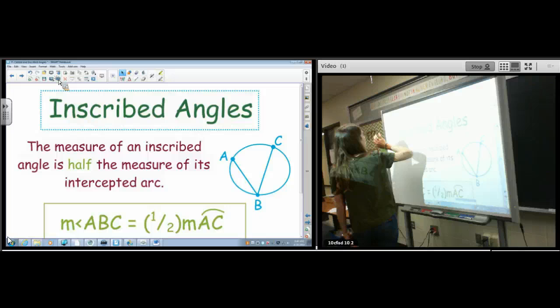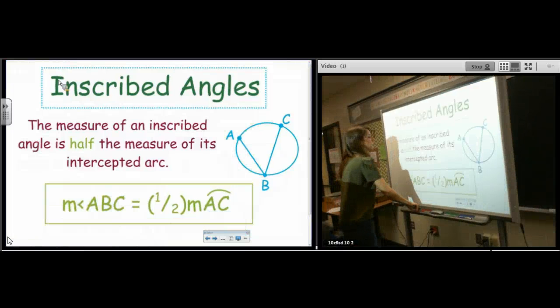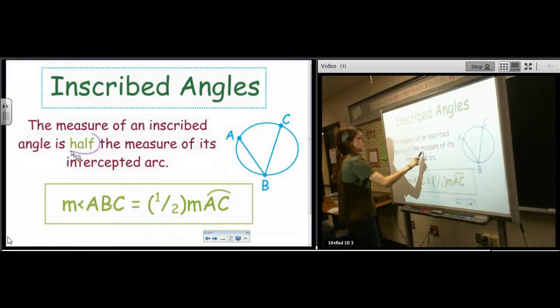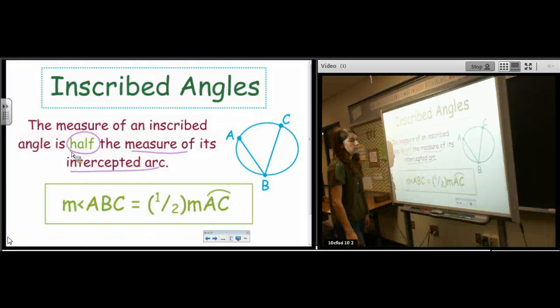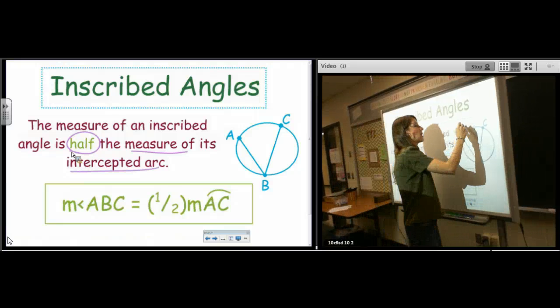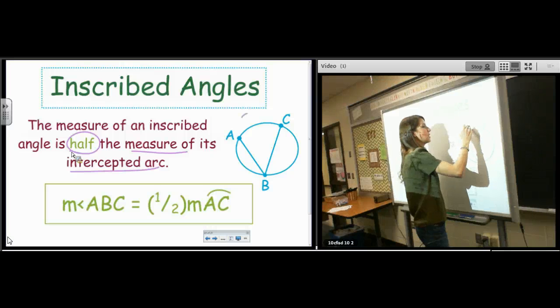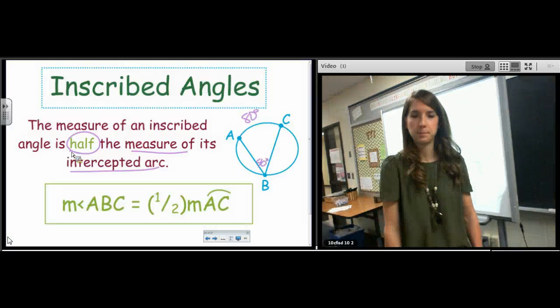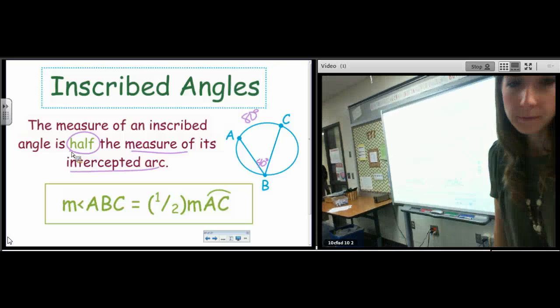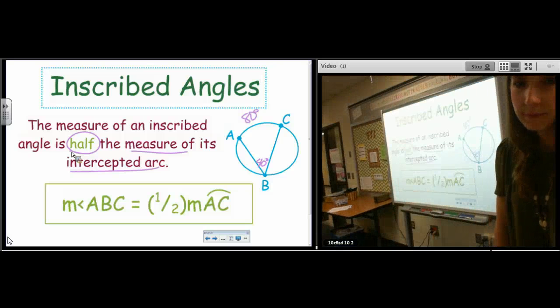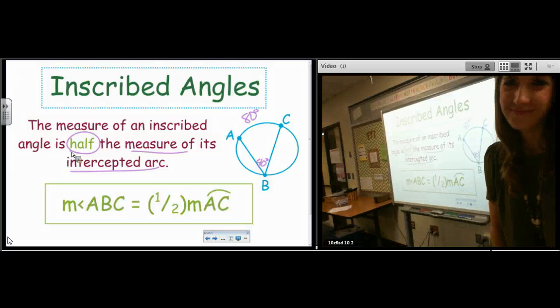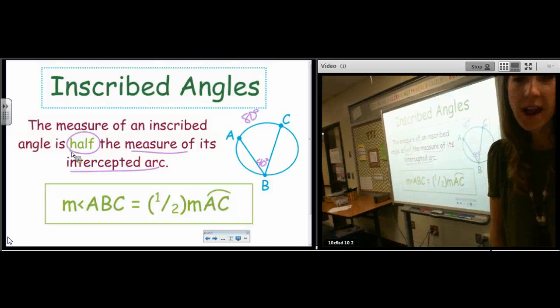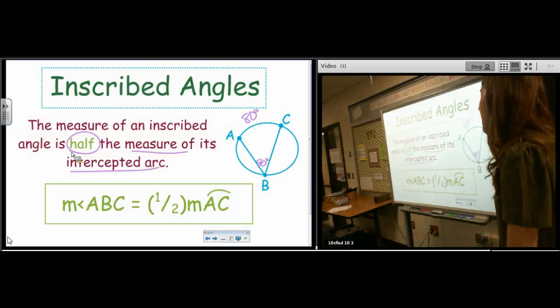So go ahead and write that down. If the arc is 80 degrees, then this angle is 40 degrees. We got it? Inscribed angle, half the arc. Not too bad.